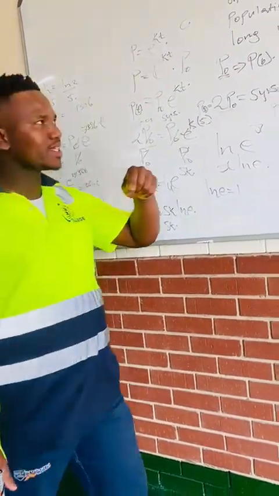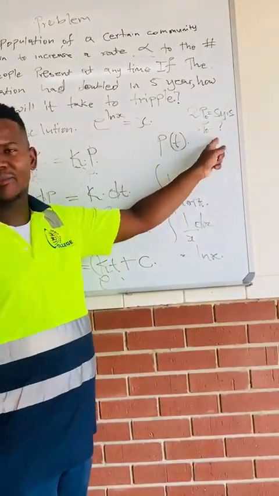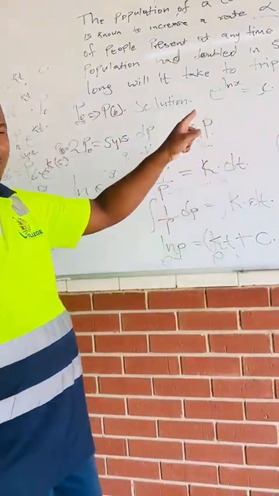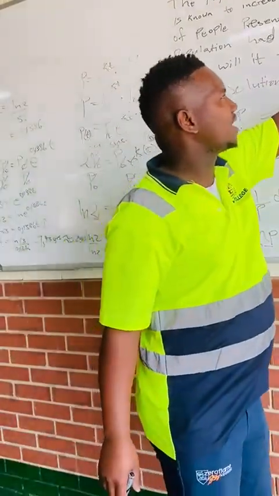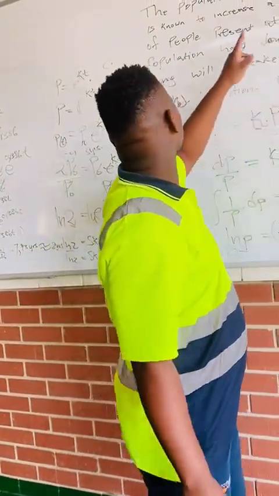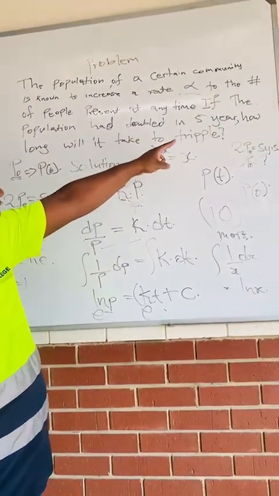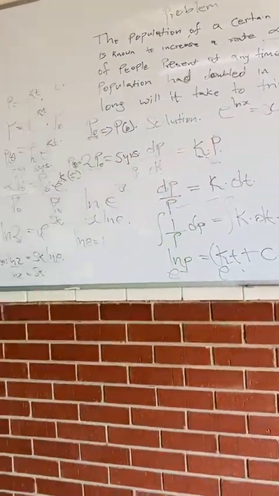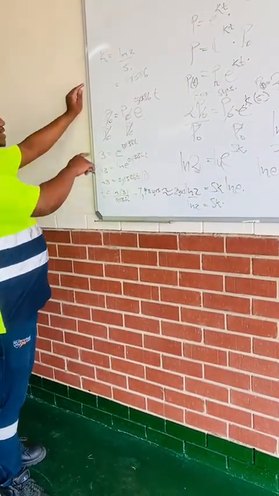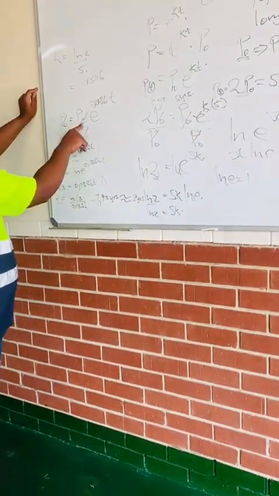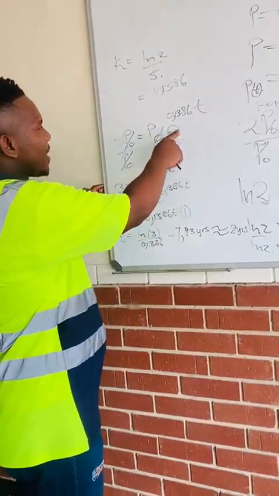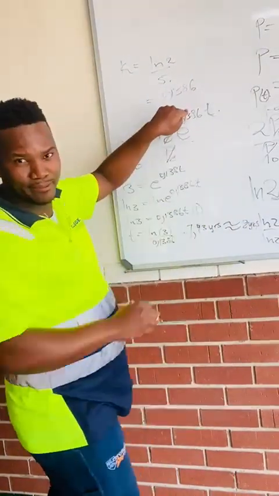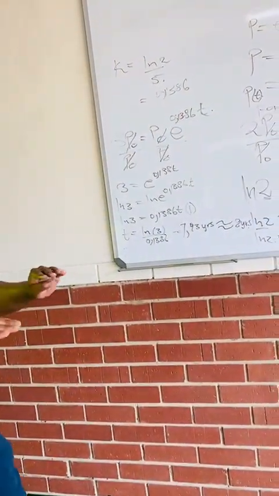Alright. Now, what we're trying to know is what happened after the population is tripled. How long? We are trying to answer the question now. It says if the population had doubled in 5 years, how long will it take to be tripled? Alright, this is what is going to happen now. 3 times the initial value is equal to the initial value of the population multiplied by e to the power of the population constant multiplied by time. Alright, we're trying to know time now.